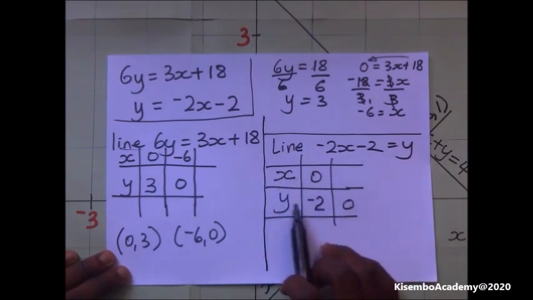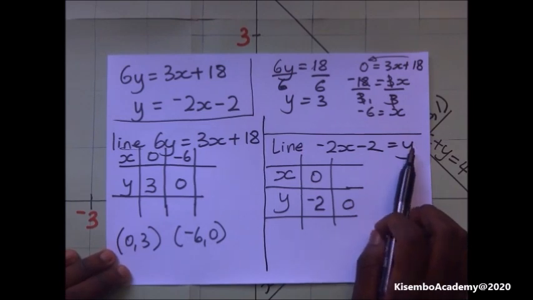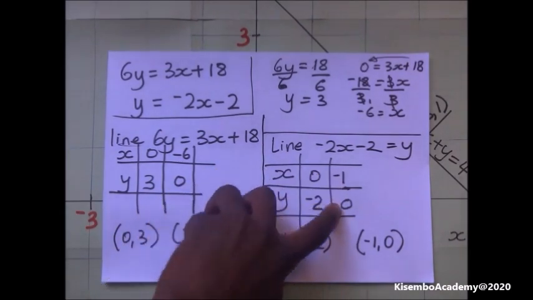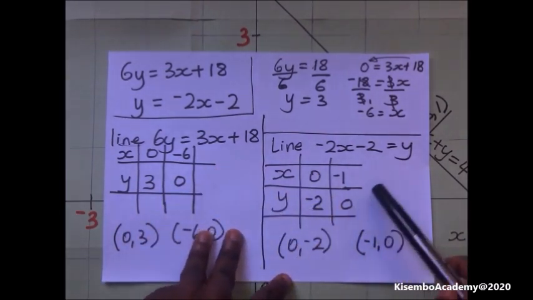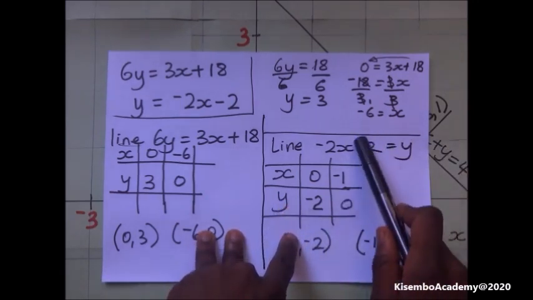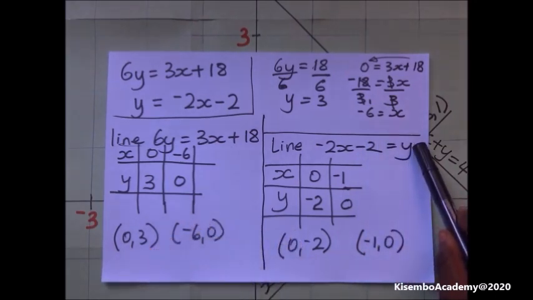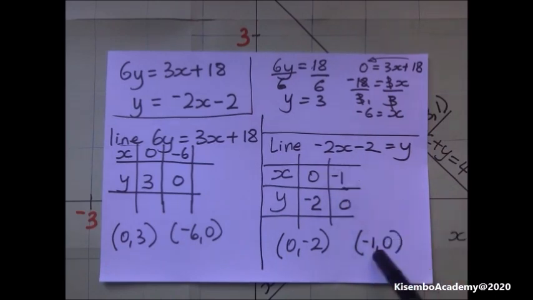Likewise, if y is 0, the negative 2 will cross to the other side. When you divide both sides by negative 2, we get a value of x as negative 1. So our coordinates are (-1, 0). So we go ahead and plot them.